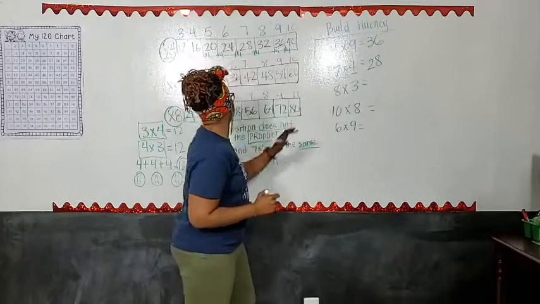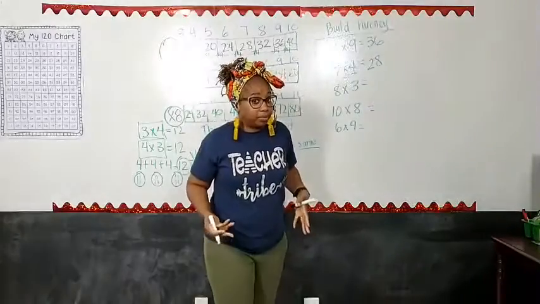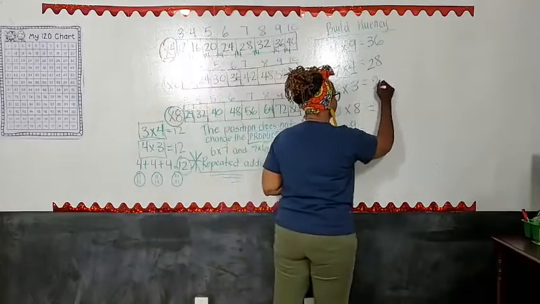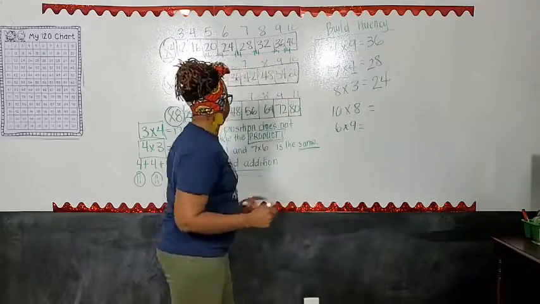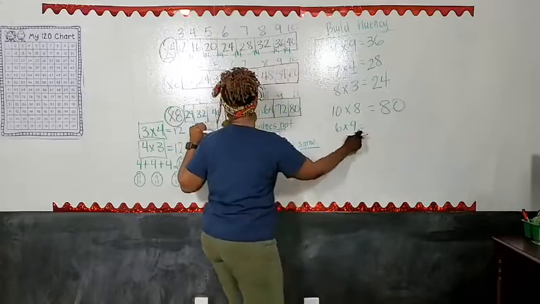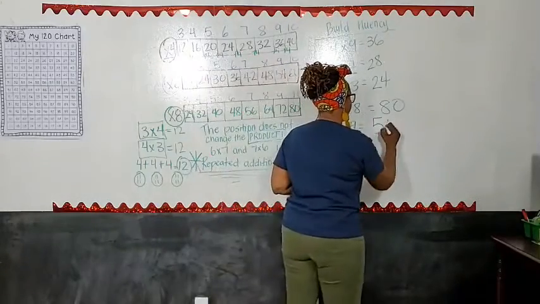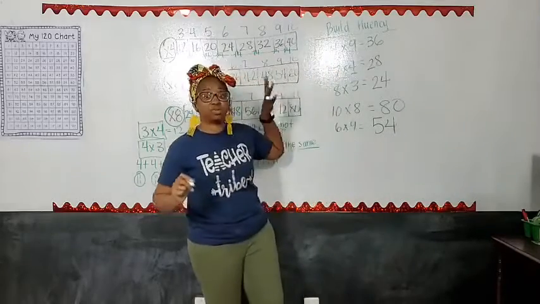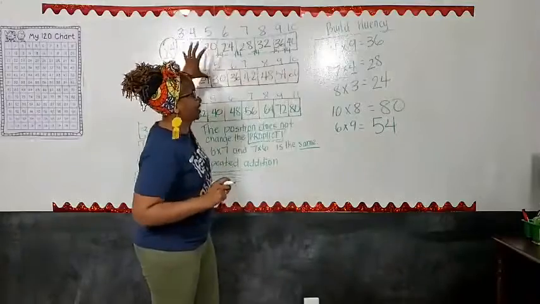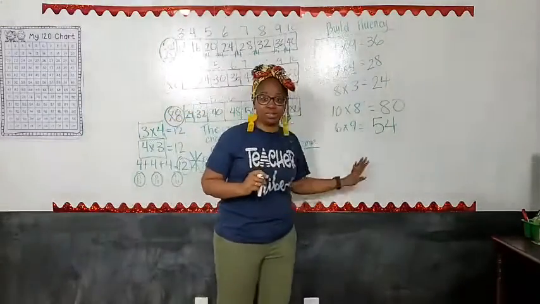8 times 3. I know I don't have a 3 strip, but I have an 8 strip. Right? So 8 times 3, 24. 10 times 8. Use my strip, 80. 6 times 9. 6 times 9, 54. Now, you absolutely have to make sure that the answers in your strip are correct before you do it over here, right?